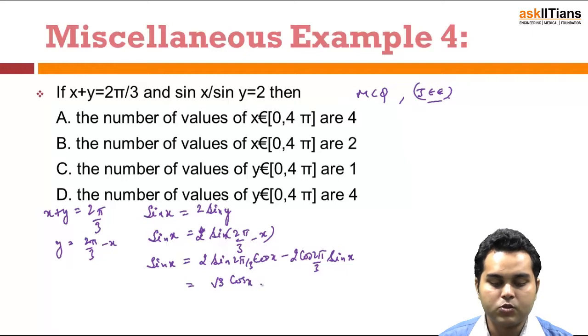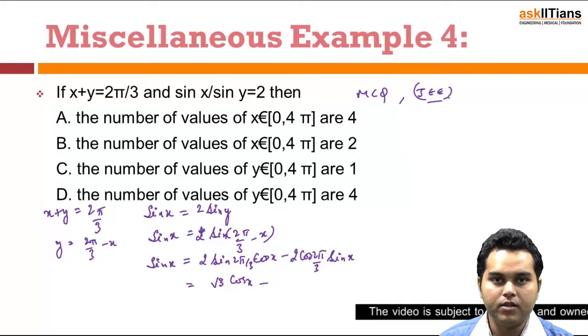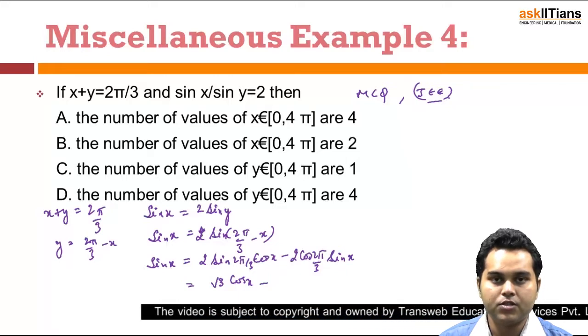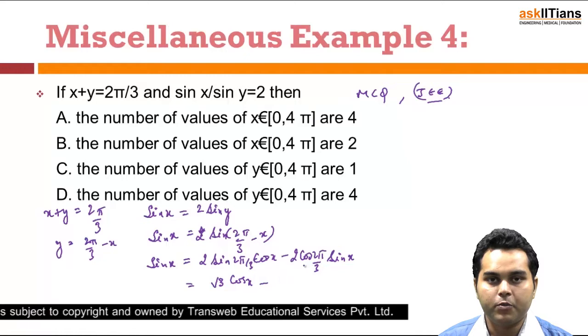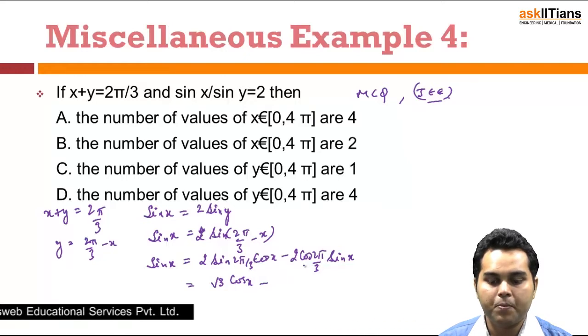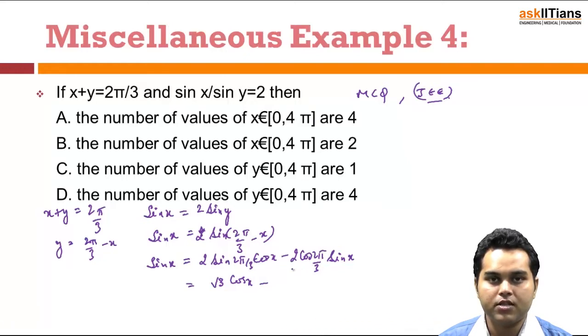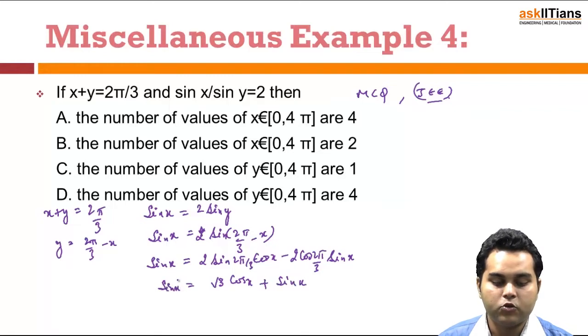So root 3 cos x minus, now minus 2 is multiplied with cos 2 pi by 3, which is cos of pi minus pi by 3, which is negative in the second quadrant. So it will be minus cos 60. So minus 2 into minus cos 60 is minus 2 into minus 1 by 2, which is plus 1, and I get positive sin x on the right hand side as well. So these cancel out, and that gives me root 3 cos x is equal to 0, or cos x is equal to 0.